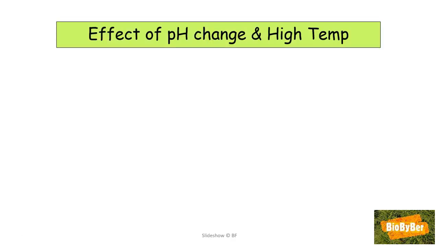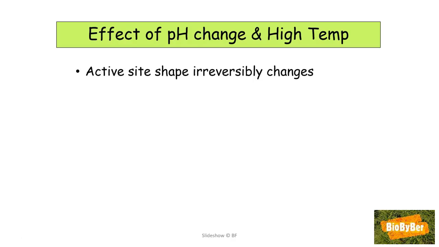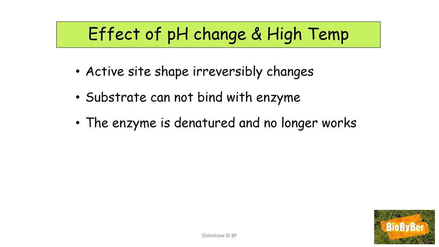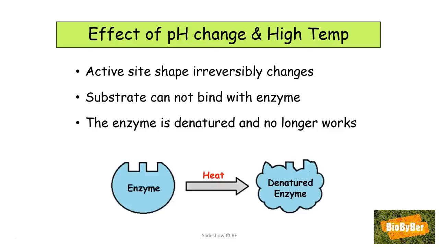So in a nutshell, what is the effect of pH change and high temperatures on enzymes? Well, it's simple enough. The active site shape irreversibly changes. The substrate can no longer bind or combine with the enzyme. The enzyme is denatured and no longer works. And there you have it.